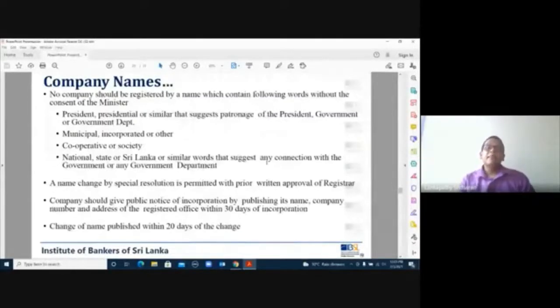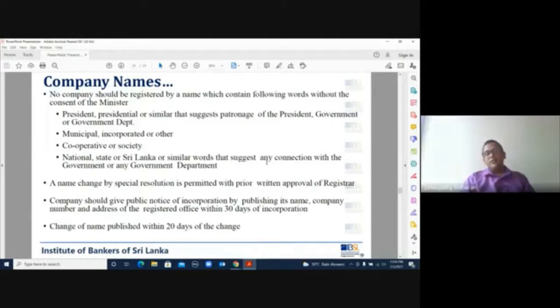And there are some other conditions as well when they are selecting the name. First one is president, presidential or similar words that suggest patronage of the president or government or a government department, then they can't register that name. And municipal, incorporated or other cooperative or society, and national, state, Sri Lanka or similar words that suggest any connection with the government or any government department, then they can't register those names as a company name. For example, ABC President Company or ABC Presidential Company, they can't register that particular name as a company name. A name change by special resolution is permitted with prior written approval of the registrar.